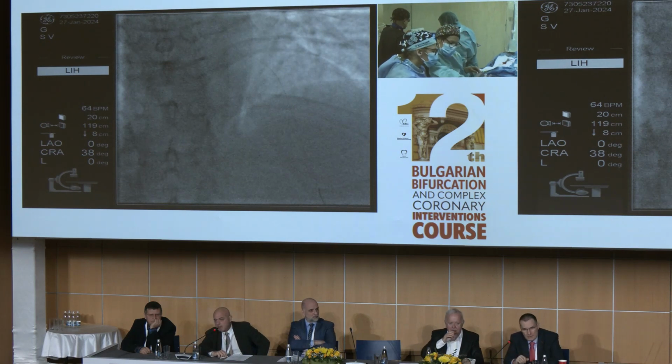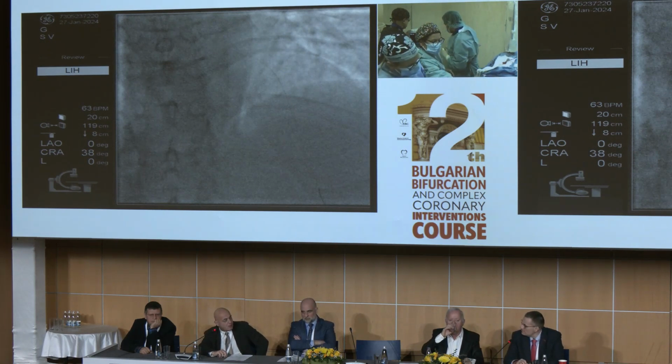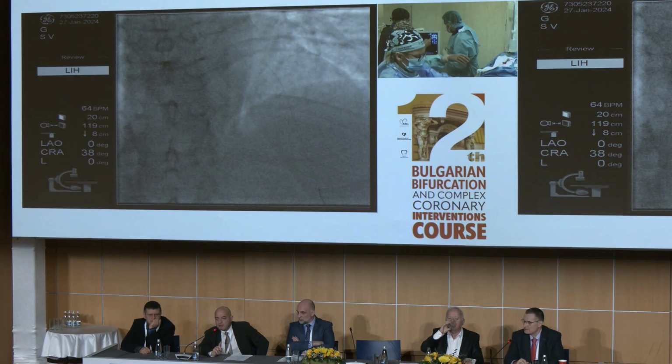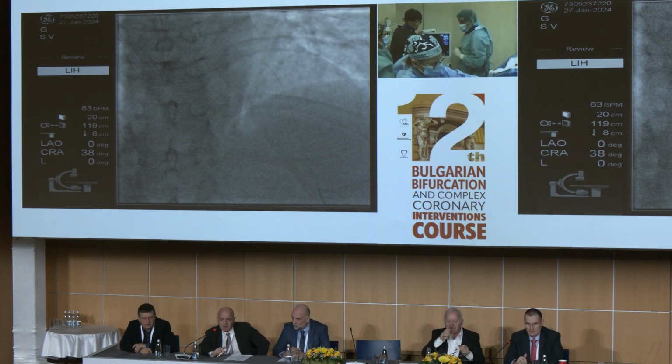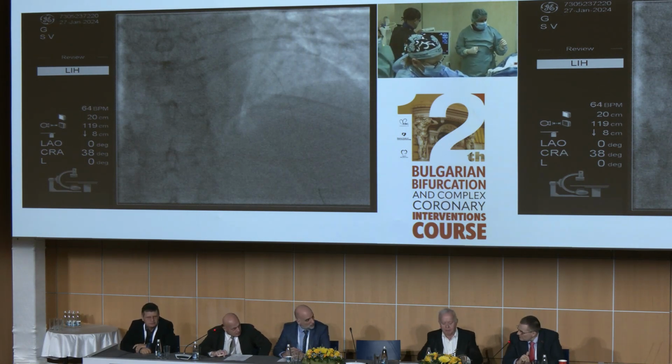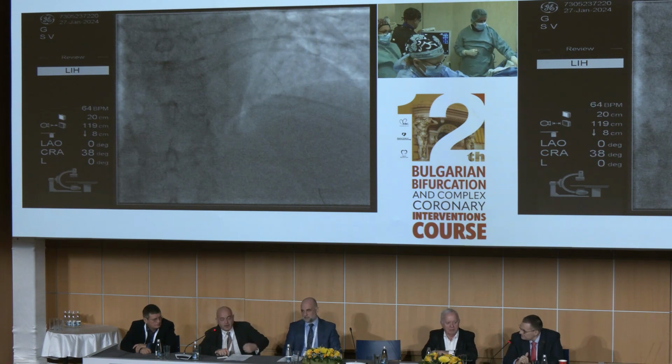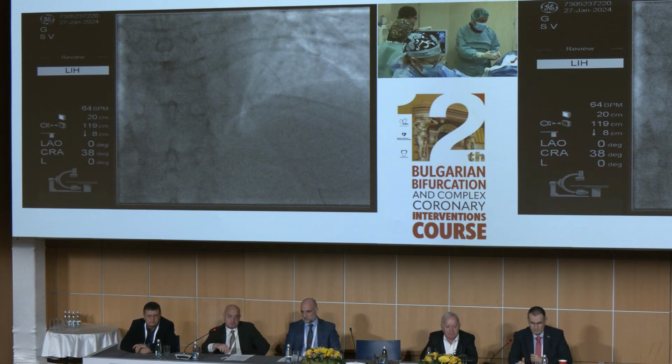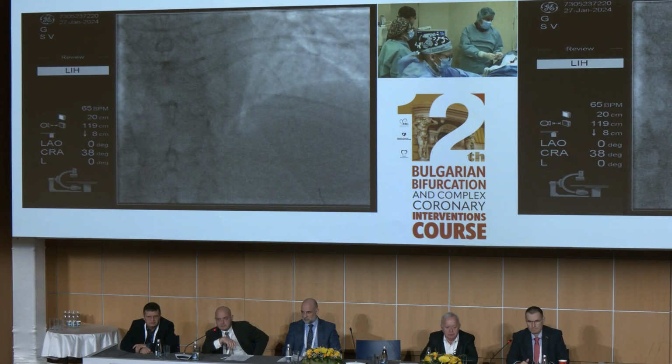The carina. Question to the operator, why did you remove the second wire from the diagonal? Because we were working with crisscrossing of the wires. Because there was a problem. Okay. Six French system, rotational IVUS is slightly thicker than the solid state, the Volcano IVUS.